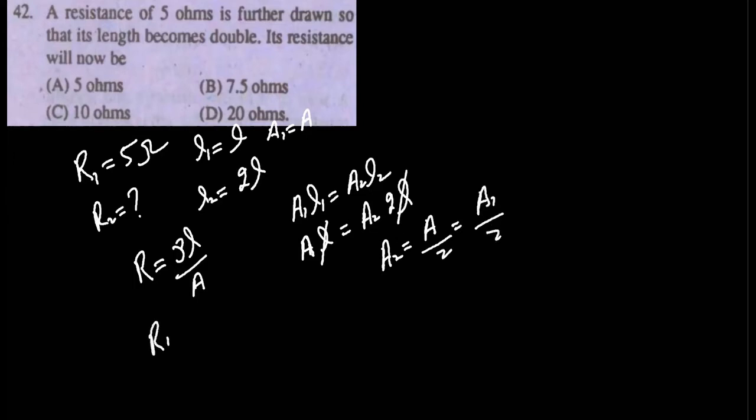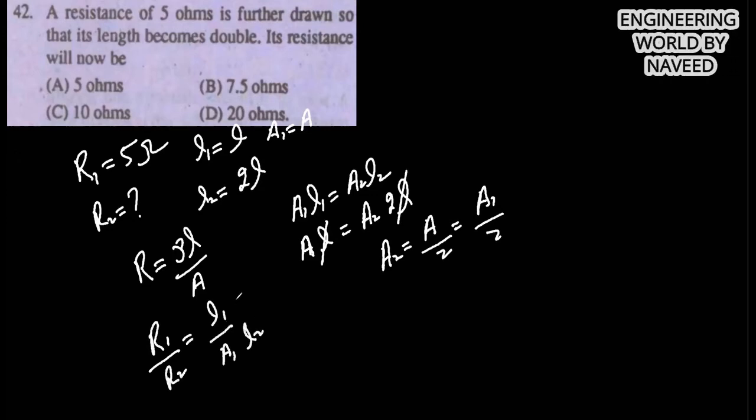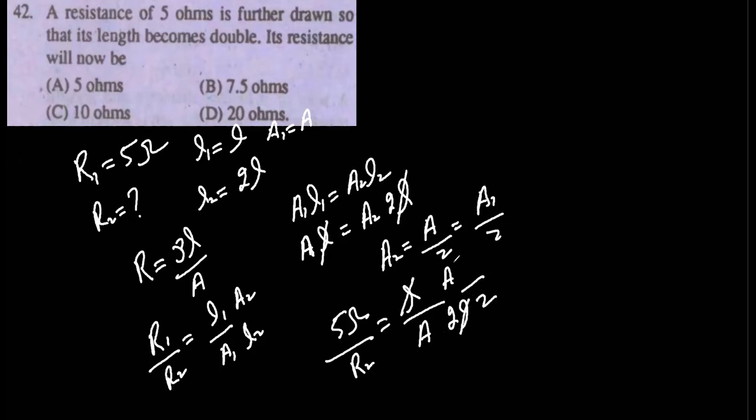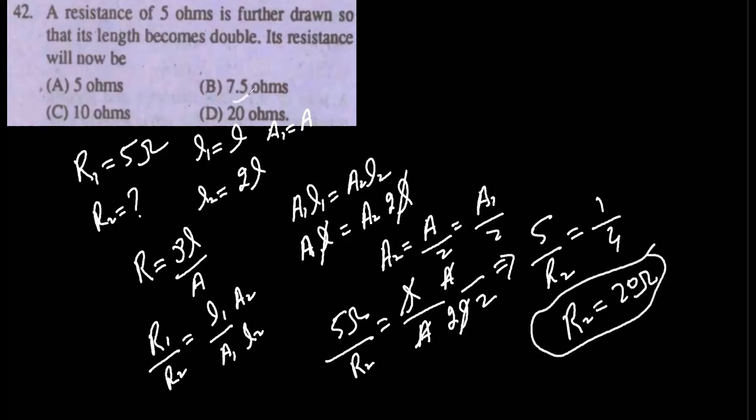So your R1 divided by R2 will be equal to L1 divided by A1 times L2 divided by A2. R1 is 5 ohm, R2 we need to find. L1 is L, A1 is A, L2 is 2L, A2 is A divided by 2. So this L will cut out by this L, and this A will cut out by this A. So that will be equal to 5 divided by R2 is equal to 1 divided by 4. So your R2 will be equal to 20 ohm. So option D will be the correct answer.